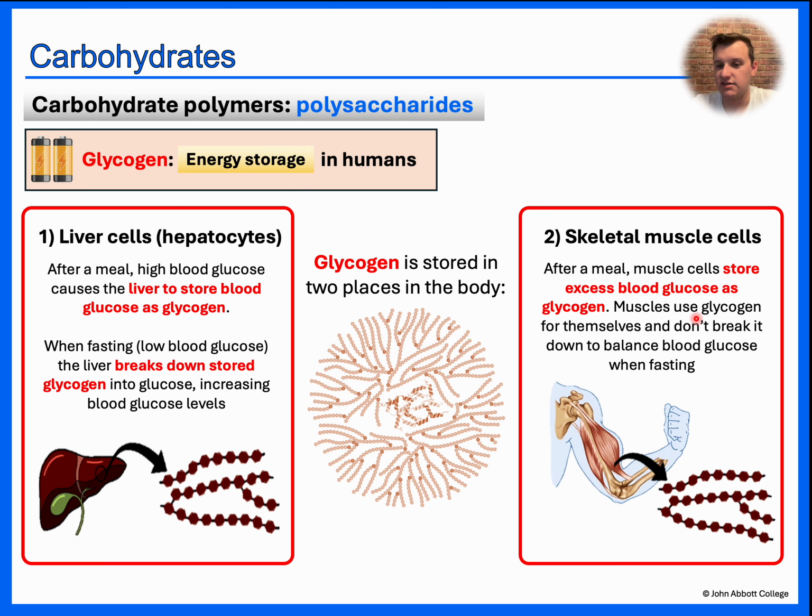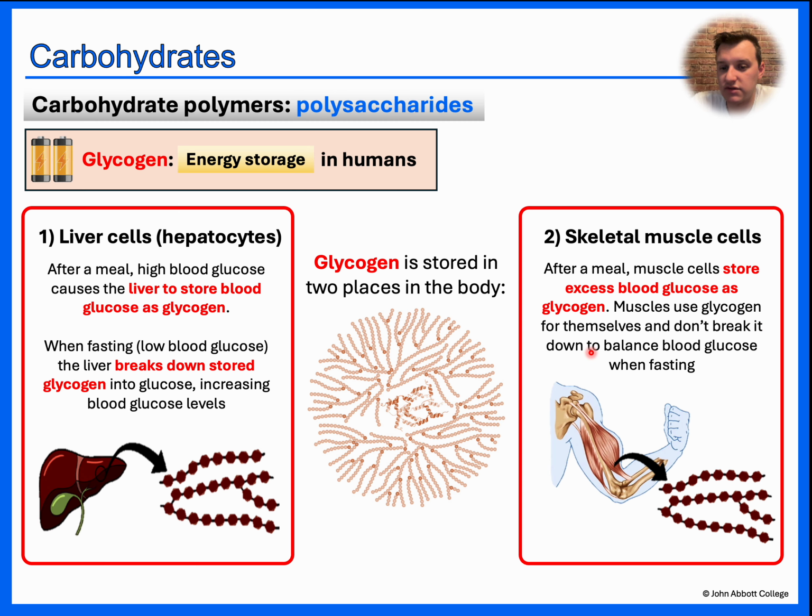Under most conditions, muscles will use glycogen for themselves. They don't actually break it down to balance blood glucose when you're fasting. So in the day when you're not eating, your muscles will not break down the glycogen. Your liver will. Your liver is responsible for trying to maintain a homeostasis, a balance, but your muscles will not do that, okay? It's more your liver that's doing that. Only under extreme scenarios does this happen, but you really need to be in a starvation mode.